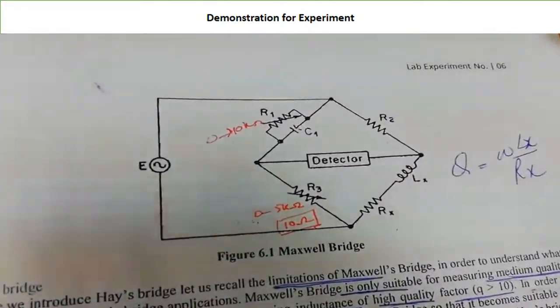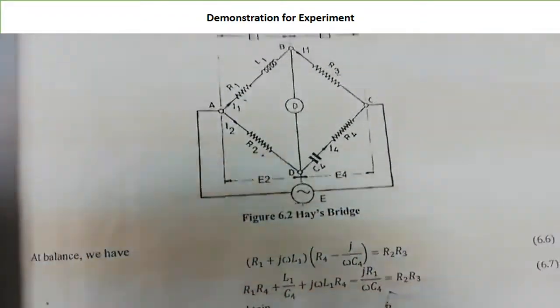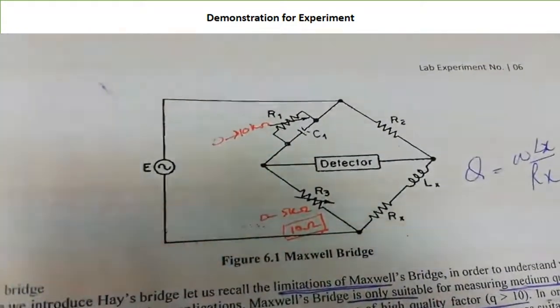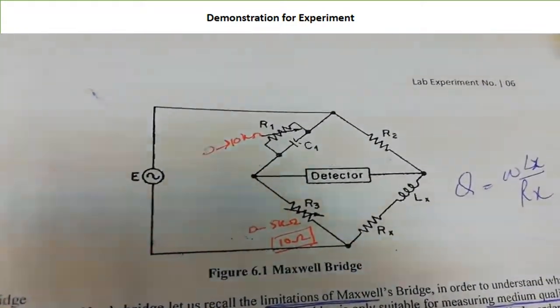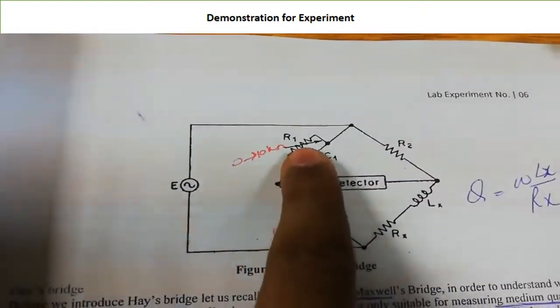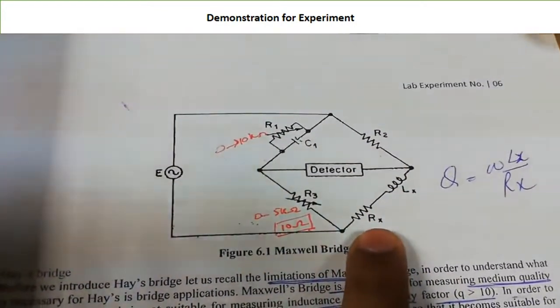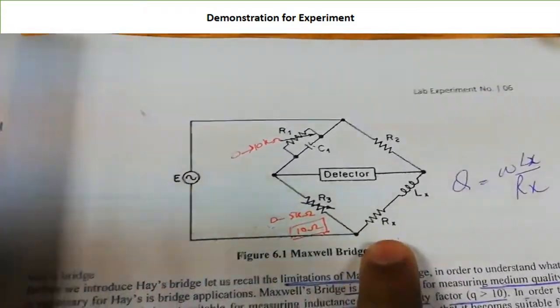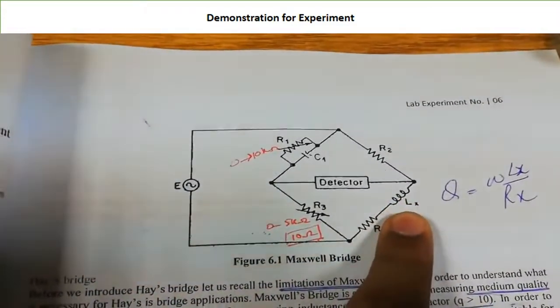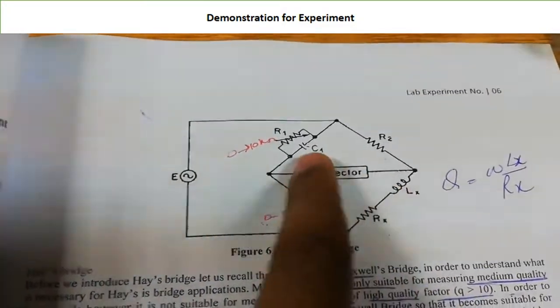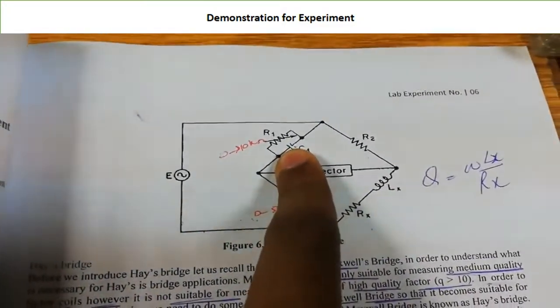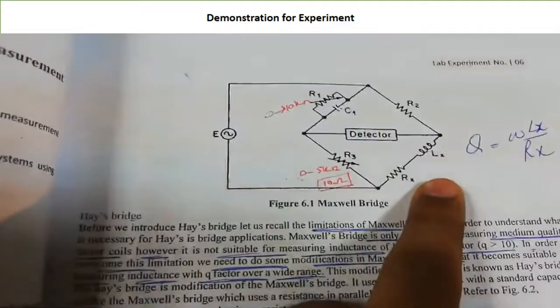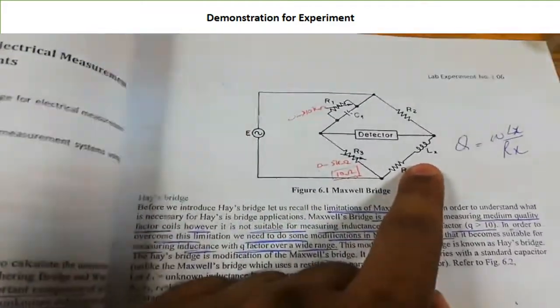Now we want to see how these values will be calculated by our null detection condition. At the place of detector we will be using an oscilloscope, and in the place of the input voltage source we will be applying a function generator. This is the formula for the calculation of Rx and Lx, that are our unknown resistance and inductances.